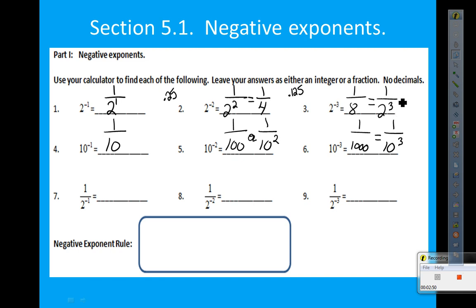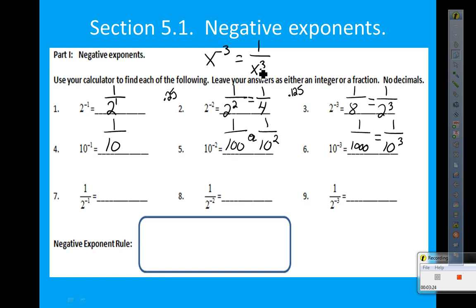So here's all you got so far. If you're working with the negative exponent, we're going to put it in the denominator. So if you see something like x to the negative 3rd show up, that's going to be the same thing as 1 over x to the 3rd. That's all there is to it.